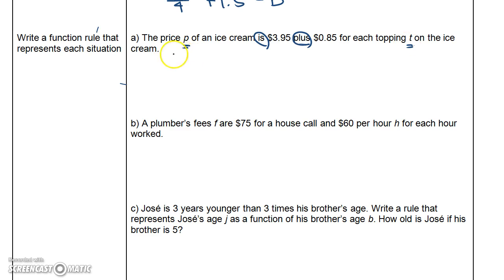Okay, the price P, just going from left to right, price P is, that's important, $3.95 plus 85 cents for each topping. That means for every topping T, I'm going to spend 85 cents. So it's 85 cents times T. And that's all they want me to do, just write it. So that's what we've done.